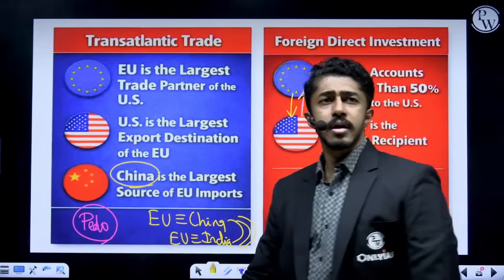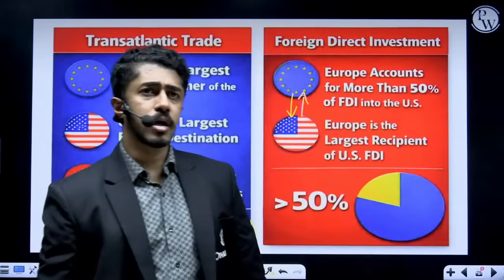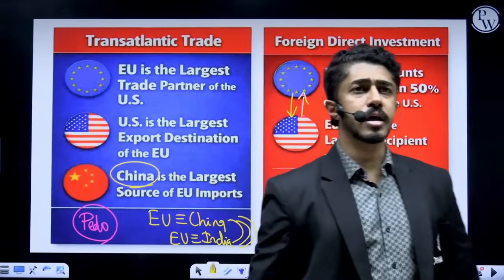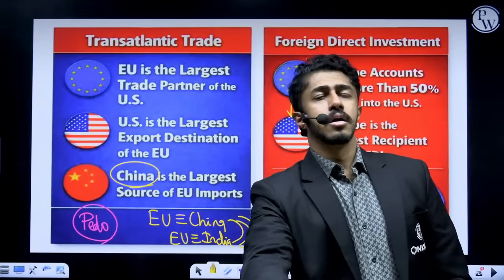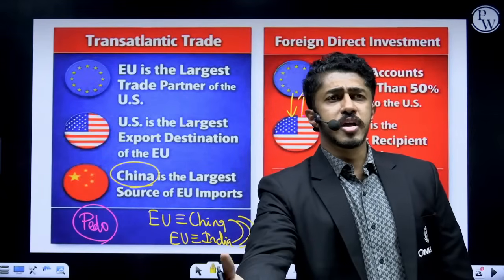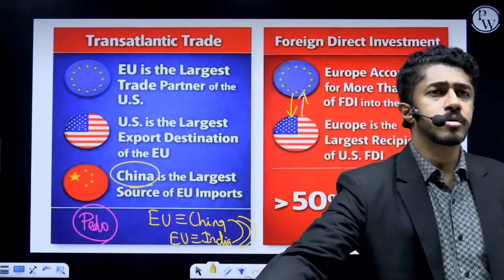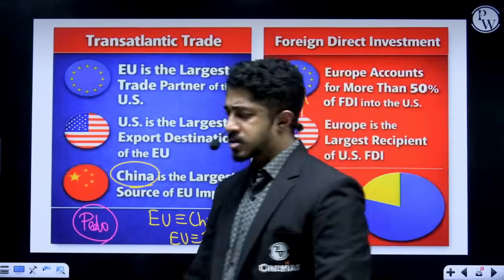Why is India's currency weak in Asia? Because it's again the same thing. What is it? Our exports are less, our imports are more. That is the same reason.